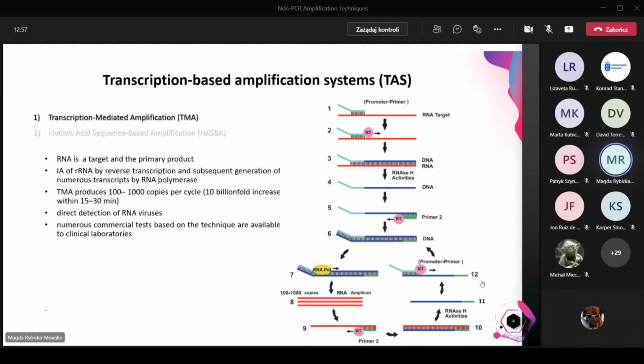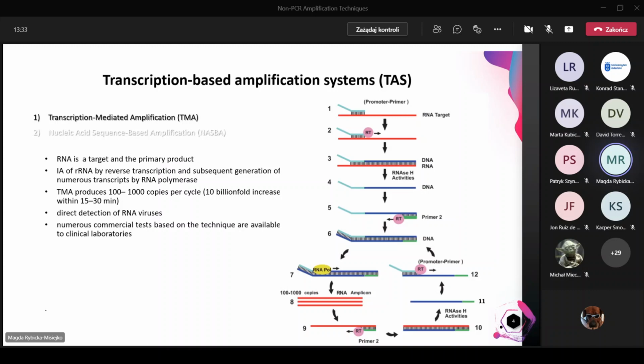The original procedure had the disadvantage that a heating step was required to denature the intermediate RNA-DNA hybrid product. The heat also denatured the enzyme, so fresh enzyme had to be added after each denaturation step, and the process was simplified with the addition of RNase H derived from E. coli.